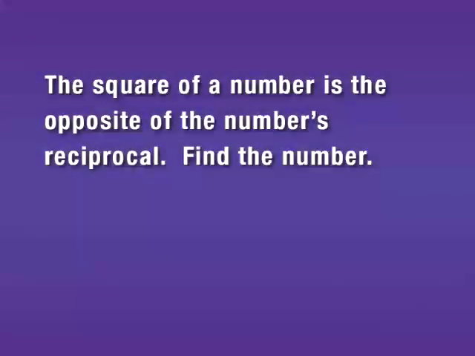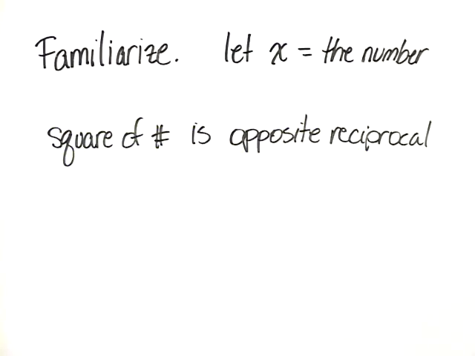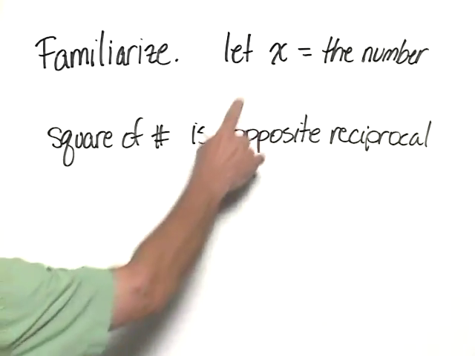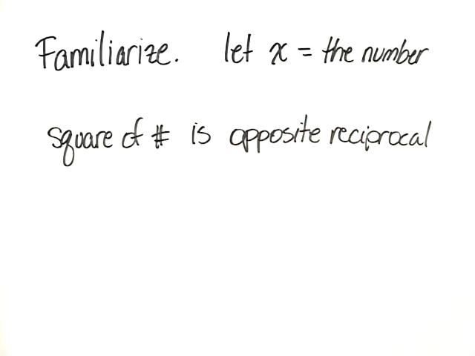The square of a number is the opposite of the number's reciprocal. Find the number. The first step in our five-step process is to familiarize ourselves with the example, and so we'll start by saying, let's let x equal the number we're trying to find.